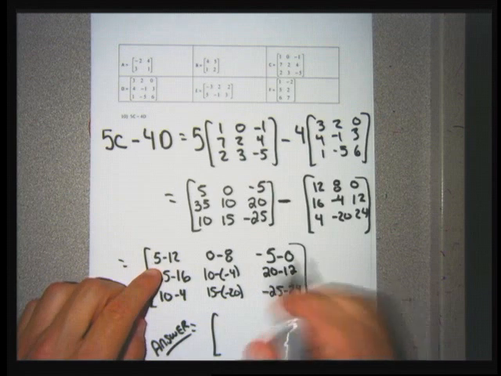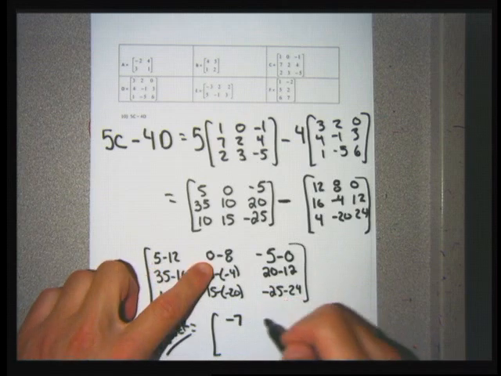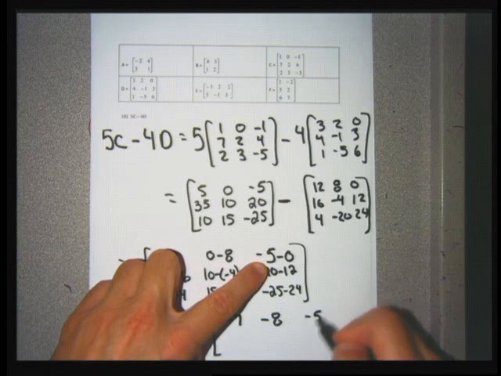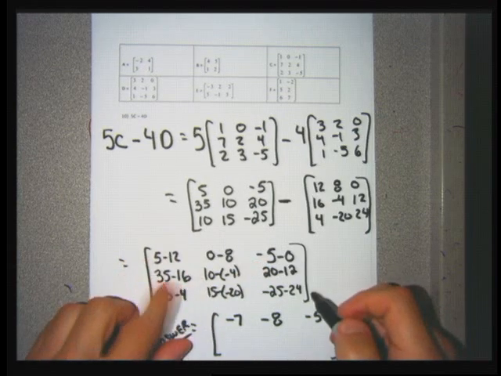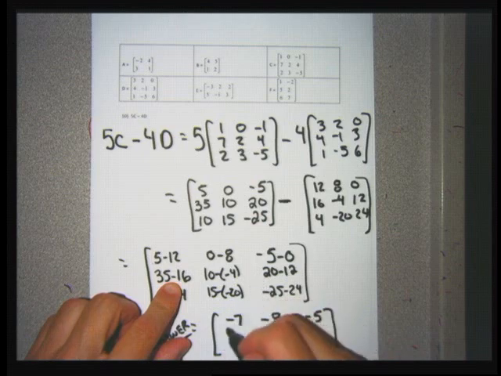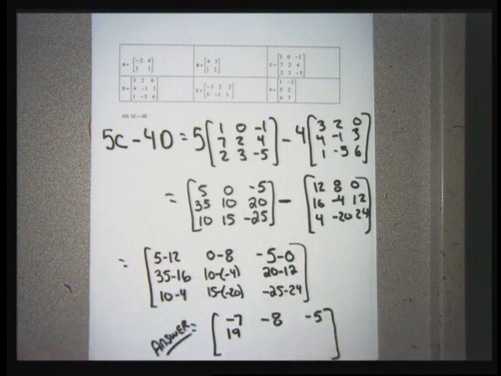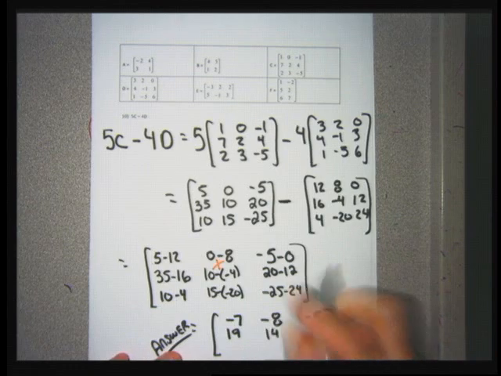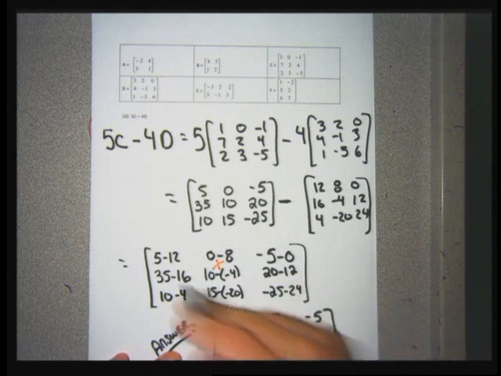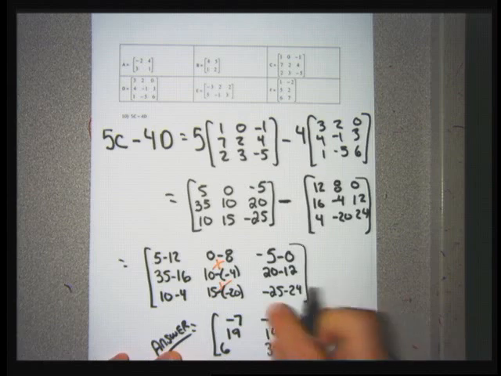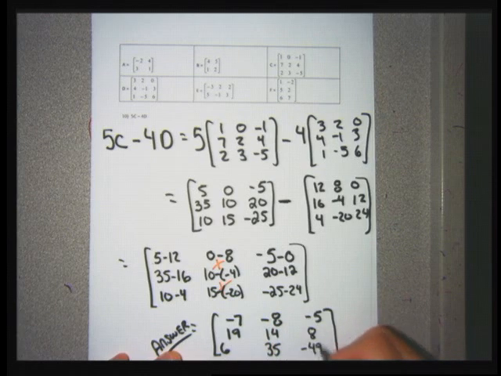5 minus 12 is negative 7. 0 minus 8 is negative 8. Negative 5 minus 0 is negative 5. 35 minus 16, I think, is 19. Here, 10 minus negative 4, the double negative turns to a plus. You really get 10 plus 4, which is 14. 20 minus 12 is 8. 10 minus 4 is 6. Another double negative that I think of as a plus. 15 plus 20 is 35. Negative 25 minus 24 is negative 49.